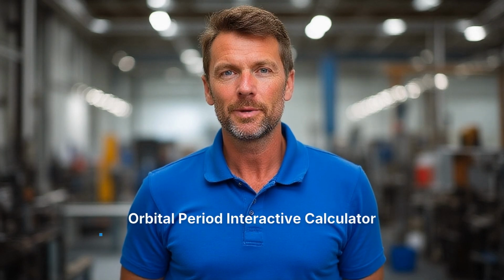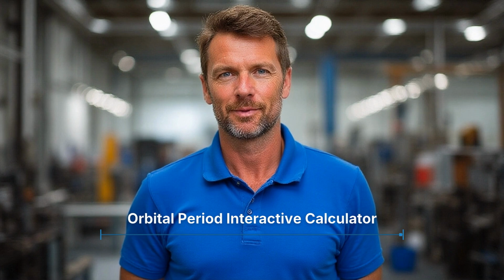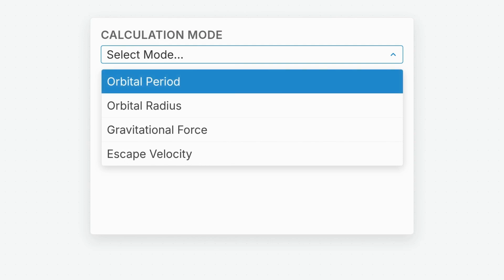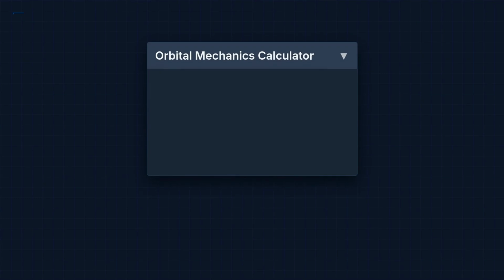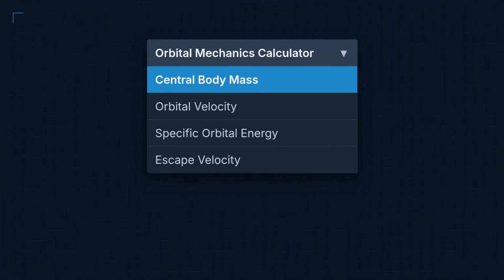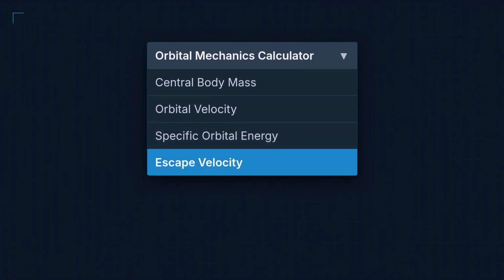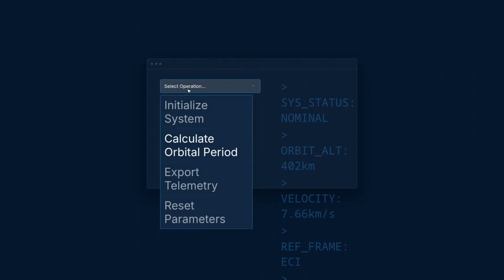This is the Orbital Period Interactive Calculator, which solves for various orbital mechanics parameters using Kepler's laws. Let's start with the drop-down menu for calculation mode. You can select Calculate Orbital Period, Calculate Orbital Radius, Calculate Central Body Mass, Calculate Orbital Velocity, Calculate Specific Orbital Energy, or Calculate Escape Velocity. For this demonstration, I've selected Calculate Orbital Period.